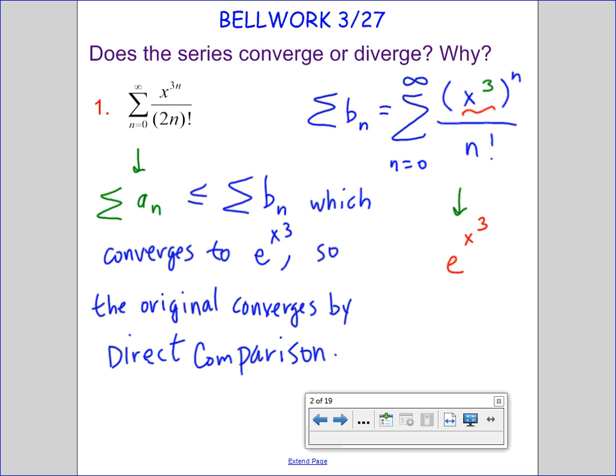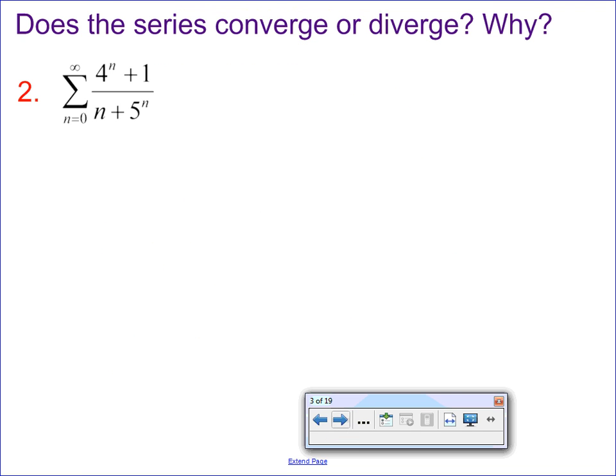Let's take a look at another. Does the series converge or diverge? Why? I'm seeing exponential terms in there, and so automatically I'm thinking geometric. And we know a lot about geometric series. The problem is, is this particular series geometric?